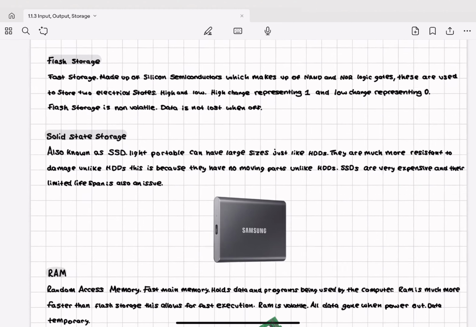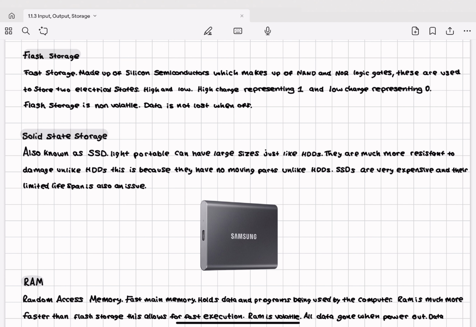And now let's go to a different storage type. We have flash storage, which is made up of silicon semiconductors, so made up of NAND and NOR gates. They are used to store data. They have two types of electrical states, high and low. High represents 1 in binary form and low represents 0. Flash is non-volatile, which means that the data is not lost when powered off.